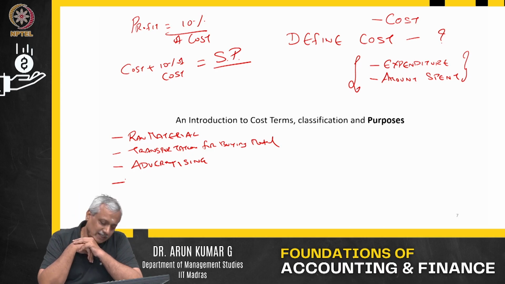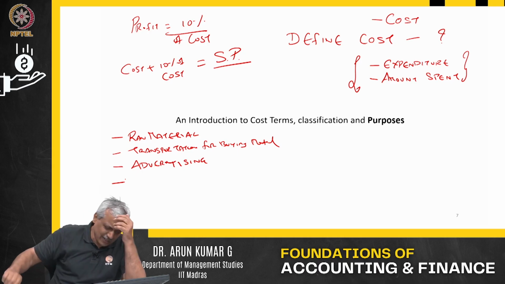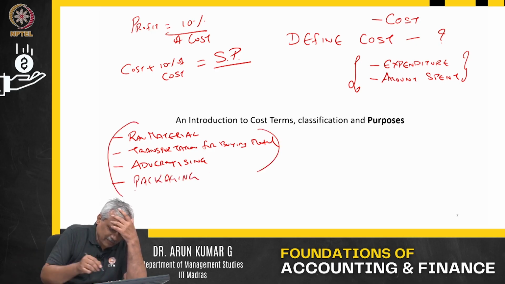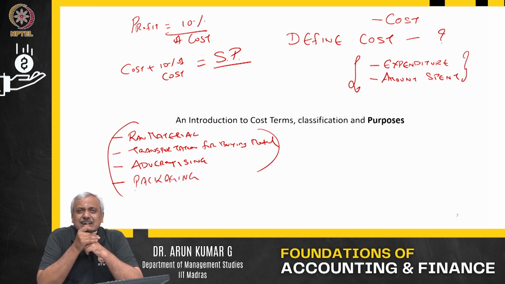Okay. Then what is the cost? Do we say it is only the raw material, the transportation cost for buying the raw material, the advertising cost? Sir, packaging, okay, take it as packaging. Agreed, let me take that as packaging also. Any other cost involved in the process? Let us think. Electricity we said, no. Transportation yes, raw material yes, advertising yes, packing yes.